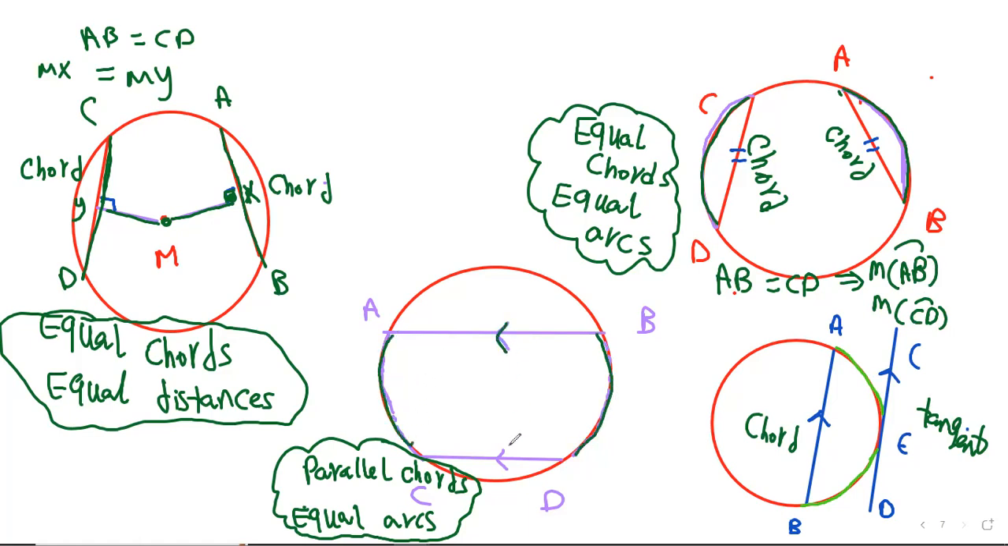If we have parallel chords, the arcs included between them are equal in measure. So here AB is parallel to CD. We have two parallel chords, AB parallel to CD. Then the measure of the arc AC is equal to the measure of the arc BD. They are equal in measure. And here we have a chord parallel to a tangent. So the two arcs included between them, the arc AE is equal to the arc BE. This arc here is equal to this arc here.